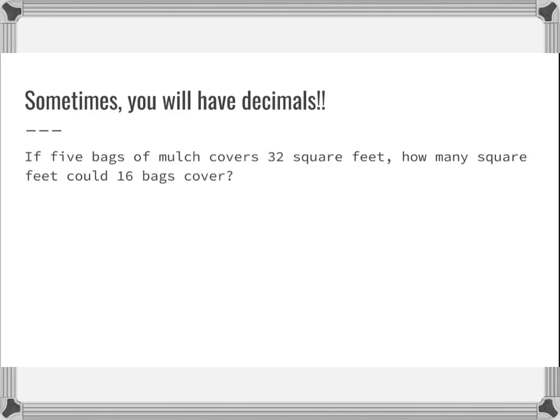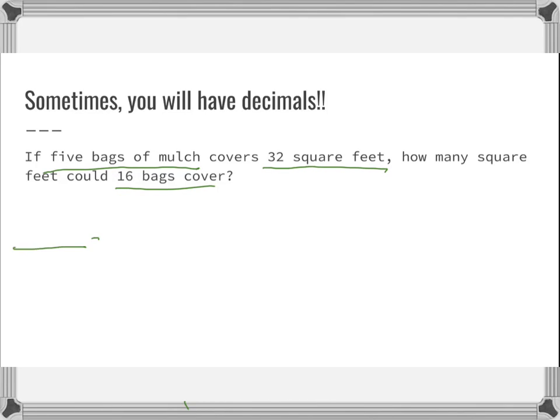So in this situation, we are going to have what I call ugly math. There's going to be some decimals. So let's look at that. If 5 bags of mulch covers 32 square feet, how many square feet could 16 bags cover?